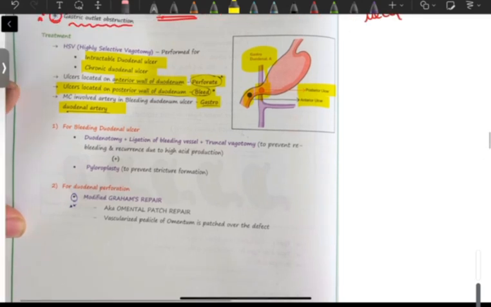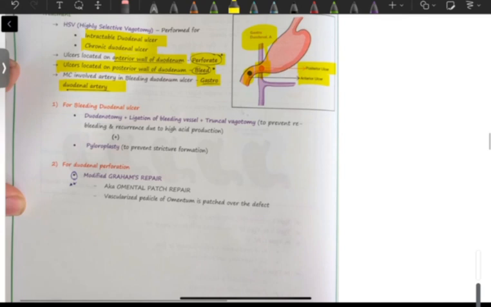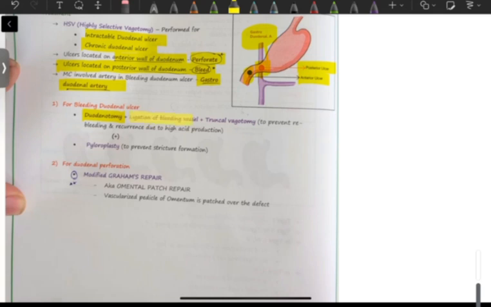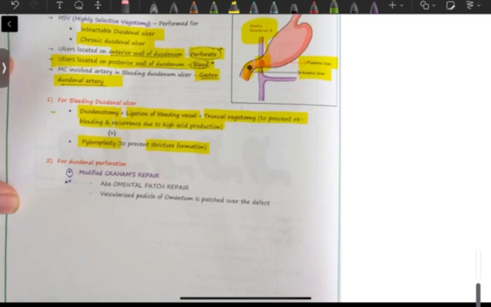Okay, so how will we manage the bleeding duodenal ulcer? If there is a bleeding duodenal ulcer, we'll go for opening of the duodenum, that is duodenotomy, and we'll see the blood vessel from where the bleed is actually happening, and we'll ligate that blood vessel, and then we'll go for truncal vagotomy to prevent rebleeding and recurrence of duodenal ulcer because of high acid production. And if there is a need, we'll go for pyloroplasty also, that is put a stent along the pylorus in order to prevent stricture formation. Okay, so this is how we manage a bleeding ulcer.